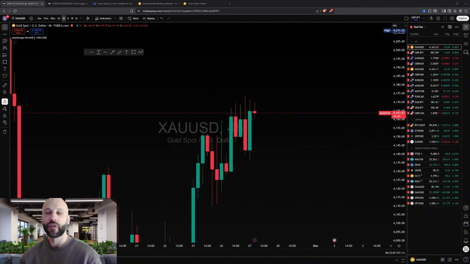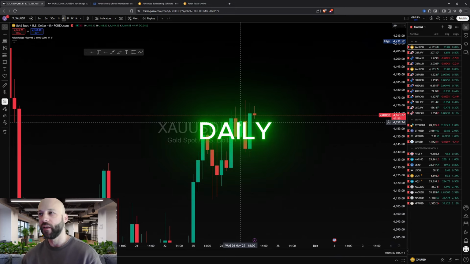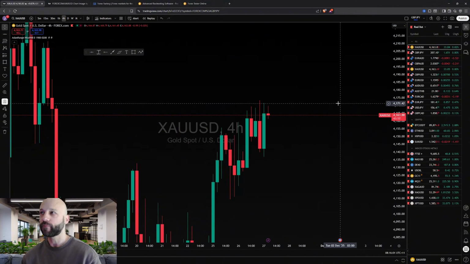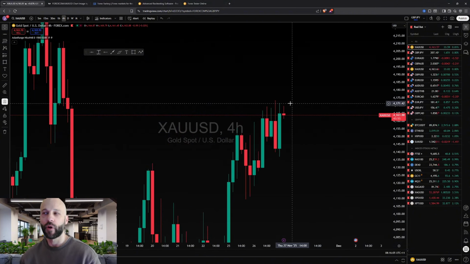Alright guys, so I've got a chart here loaded and this is gold. So I'm about to show you how I go about marking my charts. Obviously, as you guys know, I do my top-down analysis to begin. I start the weekly onto the daily and then I make my way down to the 4-hour. Now, I focus more on obviously the most recent price action.